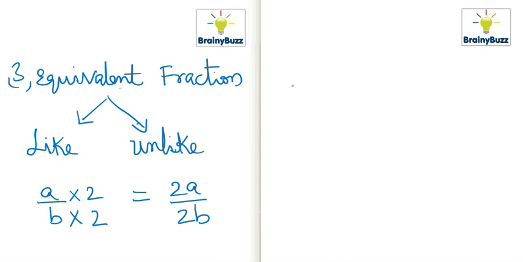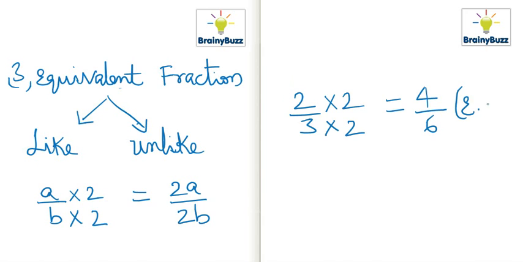For example, here 2 by 3 is a fraction. If you multiply this numerator with 2 and the denominator also with 2, the result is 2 2s are 4, 3 2s are 6. This is known as an equivalent fraction. Like that, some examples: 4 by 6, 6 by 9, and so on.